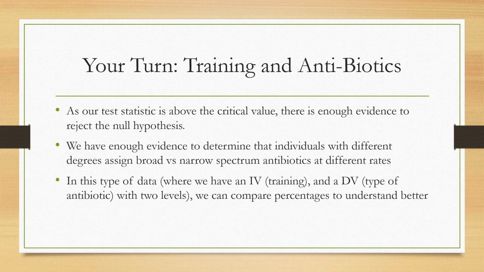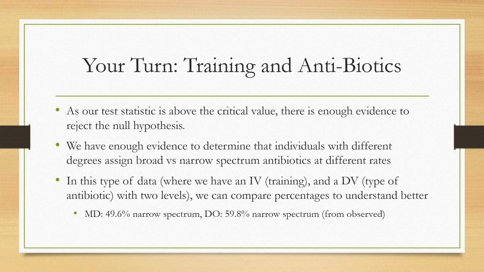Now, because in this case we have a dependent variable that has two different levels, we can actually compare percentages. This is nice, and we could have done this on the last one too: when we have a dependent variable with two levels, we can look at the percentage of one. So in this case, for the MDs, I can count that 49.6% prescribed narrow spectrum antibiotics in their most recent antibiotic prescription, and 59.8% of DOs assign narrow spectrum antibiotics.